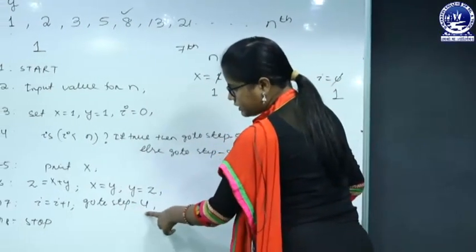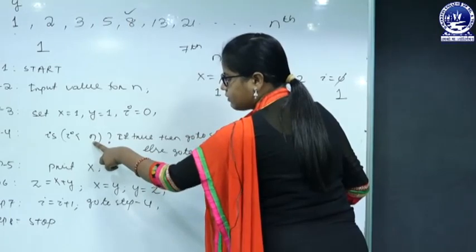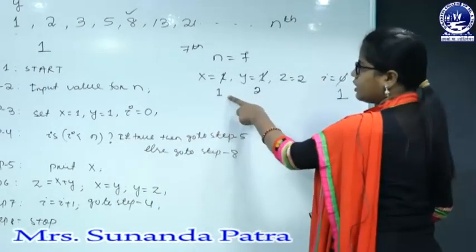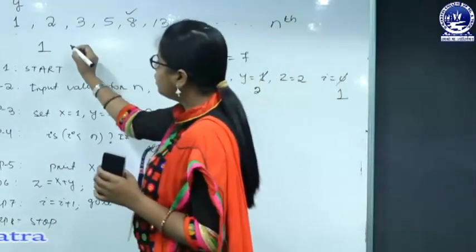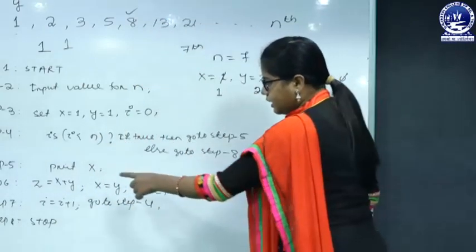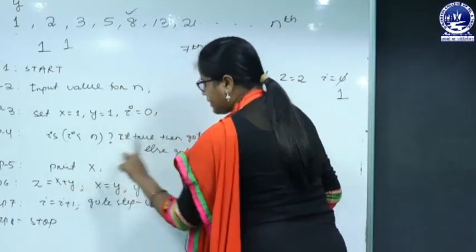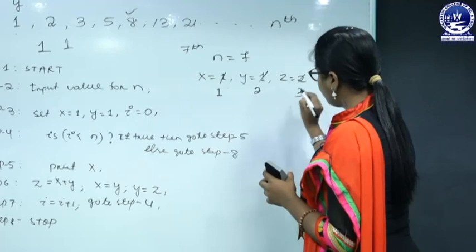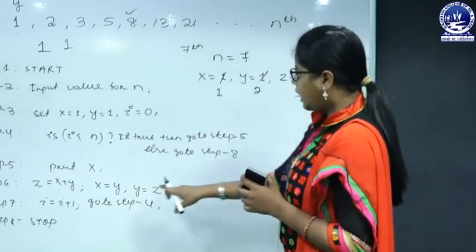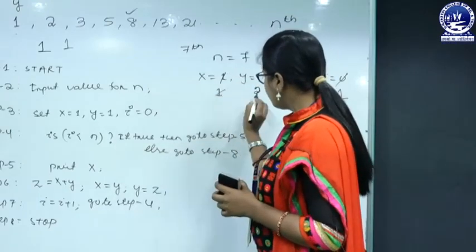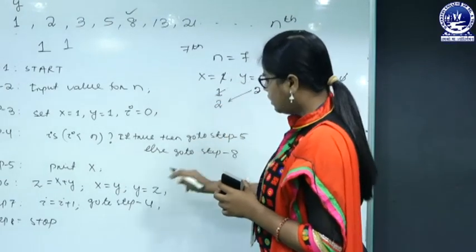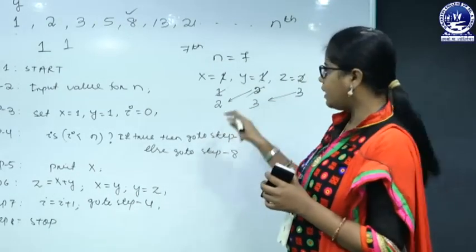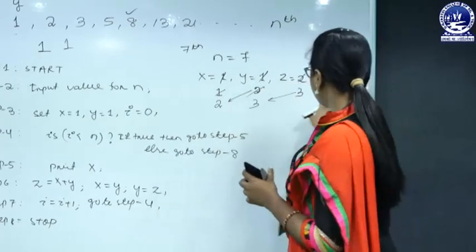Again we have to go to step 4. So in step 4, is 1 less than 7? True. We will go to step 5. Here we have to print the x value. The x value is 1. So again 1 will get printed. Then z equals x plus y. So x is 1, y is 2. The z value will get modified and will be 3. Now x will be y, so 2 will move to x. Y equals z, this means 3 will move to y, and the y value will be 3. I equals I plus 1.